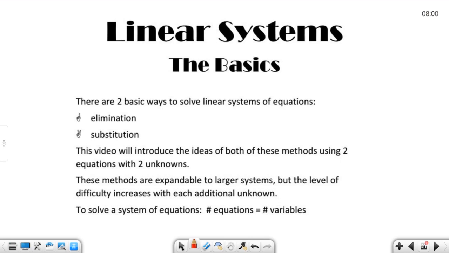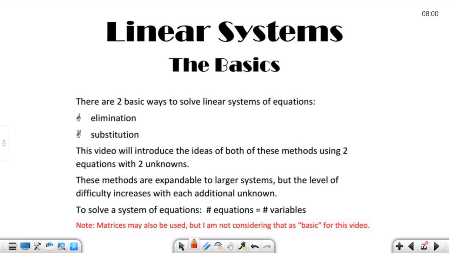But to solve a system of equations, the number of distinct or unique equations needs to equal or be greater than the number of variables for you to be able to solve it. Okay? So as long as you have as many equations as you do variables, then you can solve a system, even if it's 10 equations with 10 variables.